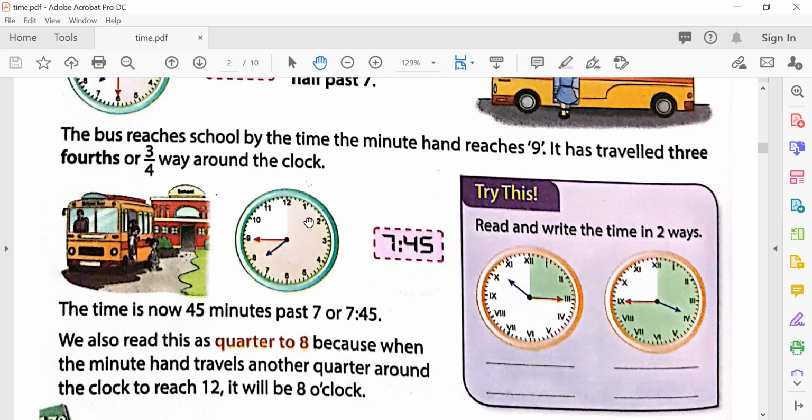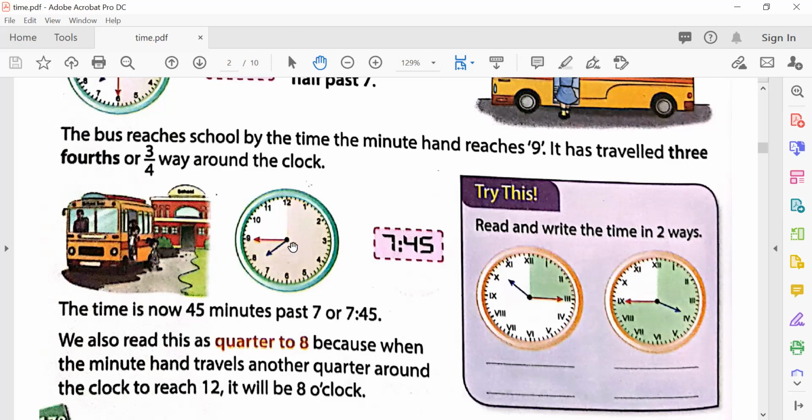Here, what will be the time? Past. And here? To. It's going to be 8 o'clock. And past means this must come past. It's going to be 8 o'clock. How will it be 8 o'clock? The hour hand is going to be near 8.